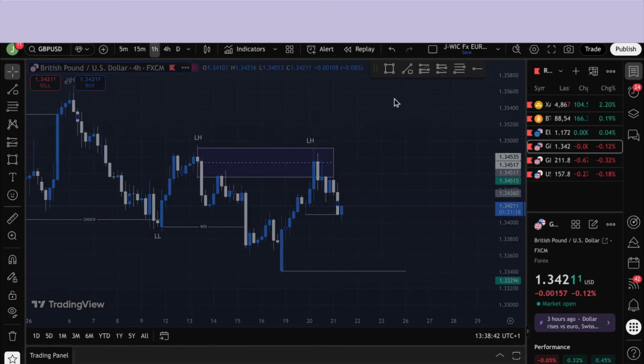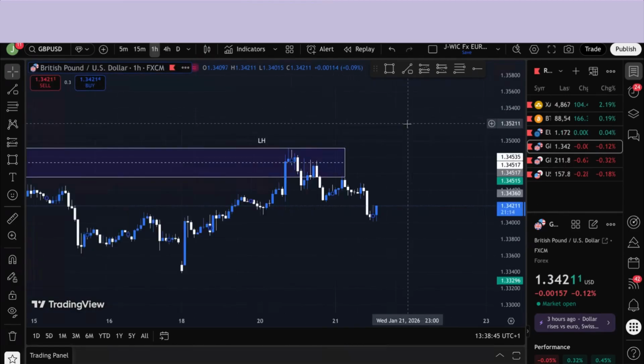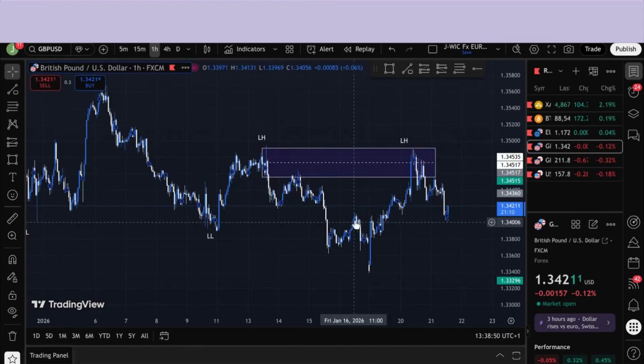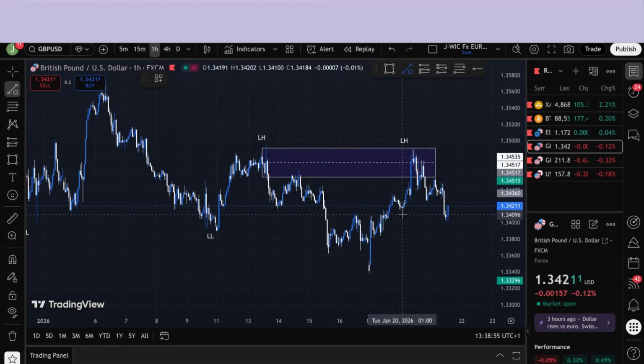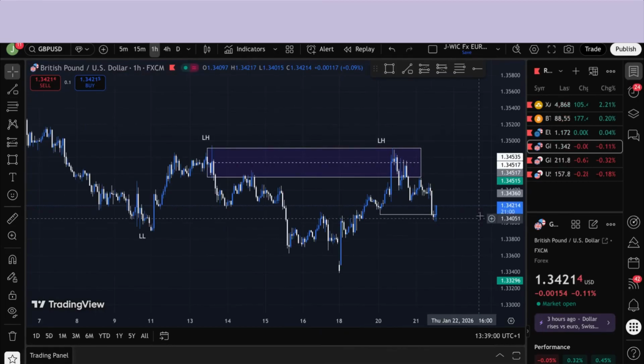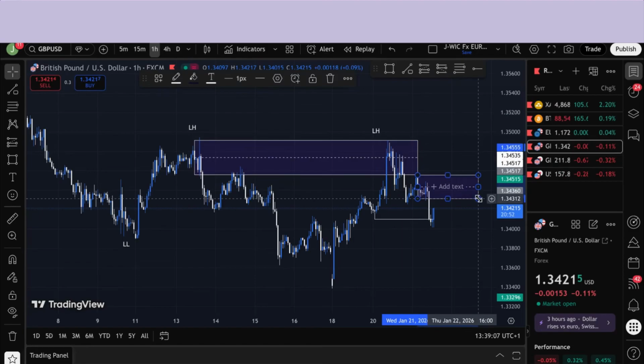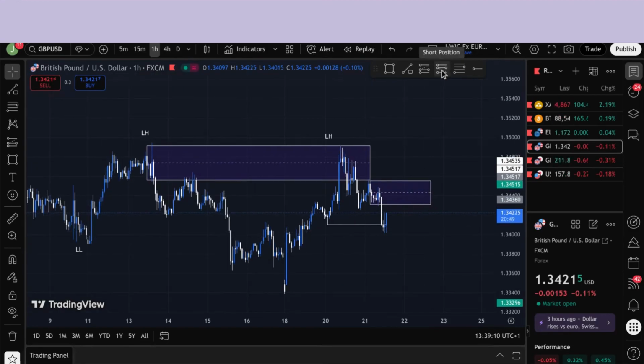Simple. Look at it from the 1 hour. If I read these internal structures, you can see break of structure to the upside. This was the last low. So this is how we even confirm. This is how I confirm most of my entries. You can enter here. All right, I'm actually going to take this trade when it gets to this place.